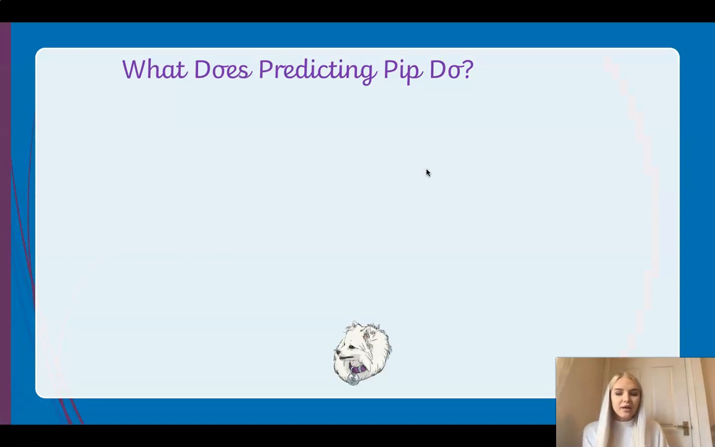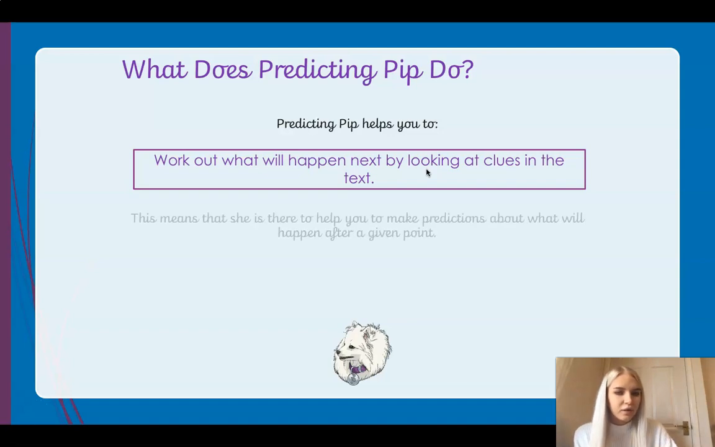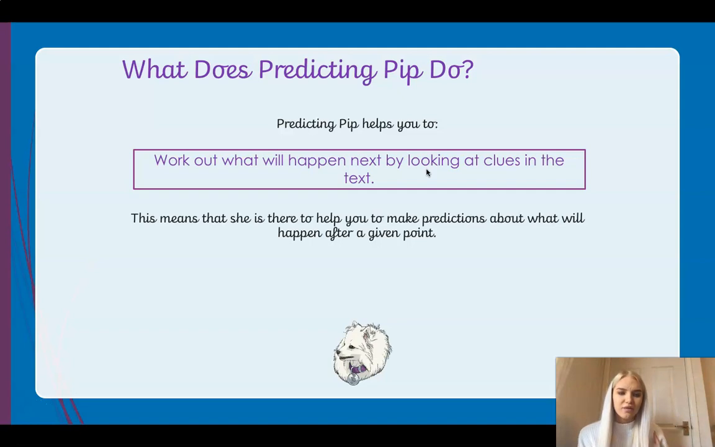So today we are going back to thinking about prediction, and we know that we can use Predicting Pip to help us. And we know from our last predicting session last week that Predicting Pip helps us to work out what will happen next by looking at the clues in the text. Because she helps us to make predictions about what will happen after a given point.